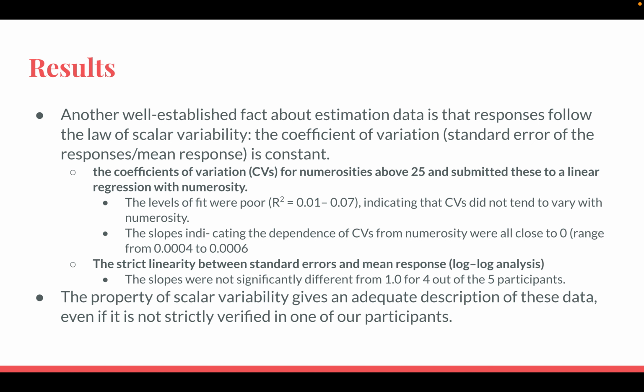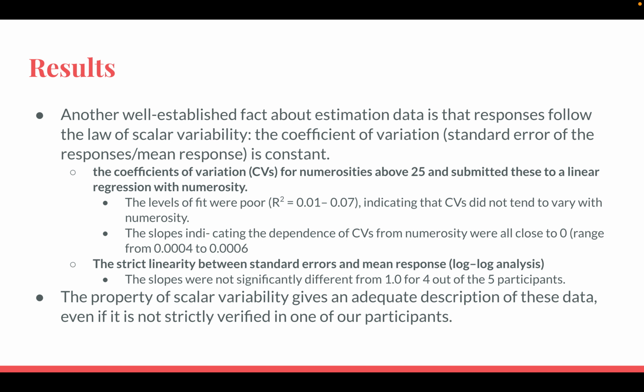If scalar variability is verified, the logs of the standard error and of the mean estimates should form a straight line with a slope of 1. A slope different from 1 will indicate that the relation between the standard errors and the means is a more complex power function. However, the slopes were not significantly different from 1 for 4 out of the 5 participants.